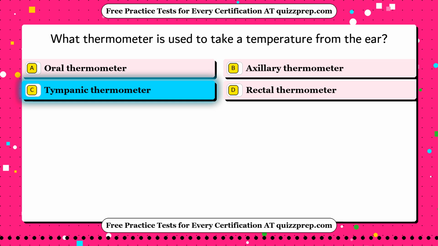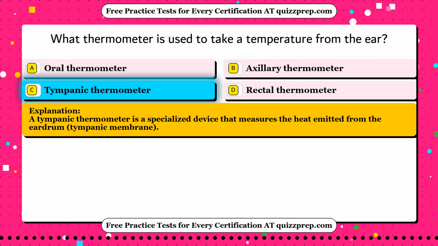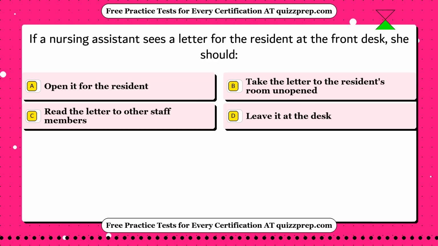The correct answer is option C. Tympanic thermometer. A tympanic thermometer is a specialized device that measures the heat emitted from the eardrum, the tympanic membrane. Question 35. If a nursing assistant sees a letter for the resident at the front desk, she should: Option A.